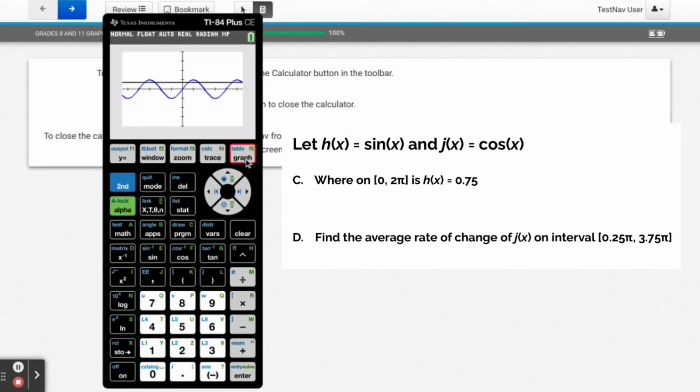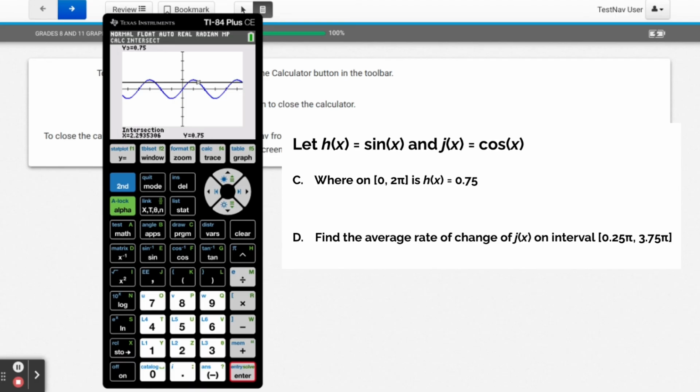Let's see. So here's 0. Okay, here's pi. Here's 2 pi. It looks like it hits twice. So I need to find both of those intersection points, both of those x values. So I need the intersect. Second, calc 5. And I'm going to make sure I'm very clear that I choose the interval between that guy and that guy so that it gives me what I want.